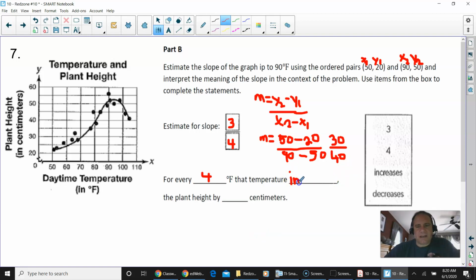What happens as the temperature's increasing? The plant height doesn't decrease, the plant height is increasing. So the plant height is also increasing, and it's increasing 3 centimeters. It's going up. Increases 3 centimeters. And that is Redzone 10.